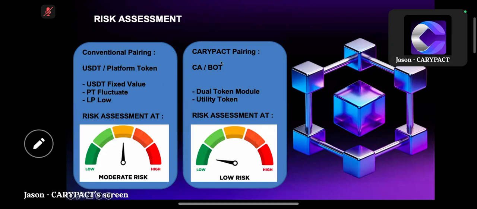Whereas in CarryPact, we have a dual token model whereby CA is paired with the BOT coin, and then BOT is paired with the USDT. Since it's a utility token, as you can see here, we have a 4-quadrant system, whereby when the price of CA and BOT goes up, you make money. If the price of BOT goes up but CA goes down, you still make money. If CA goes up but BOT goes down, you still make money. And last but not least, the worst case scenario is BOT and CA prices going down together, and that is a system failure, where the entire ecosystem has failed. Then there's a risk of 25% and a winning rate of 75% compared to any other platforms out there. There's no such thing as a platform of 100% risk-free.